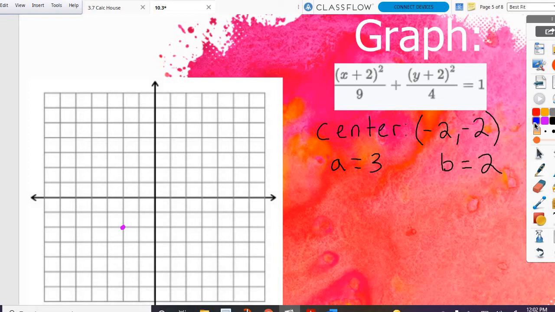So since my A is underneath my x, we're going to go left and right 3 units. 1 negative, 2 negative, 5 negative. And then since our B value is with our y, we're going to go up and down 2. And then we just kind of connect it all together. That was pretty easy.